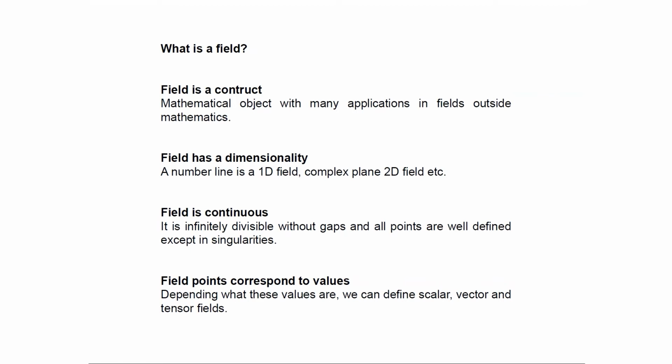A field has dimensionality, so there is some dimension attached to it. A number line is a 1D field. A complex plane is a 2D field, and so on. 3D fields are basically space. So when I say space, I mean a 3-dimensional field. And when I say a plane or a field, I mean a 2-dimensional plane in that sense. Okay, the field is continuous, so we can infinitely divide it.